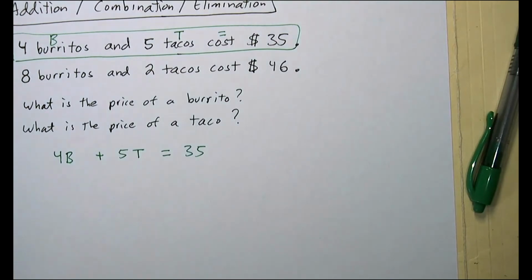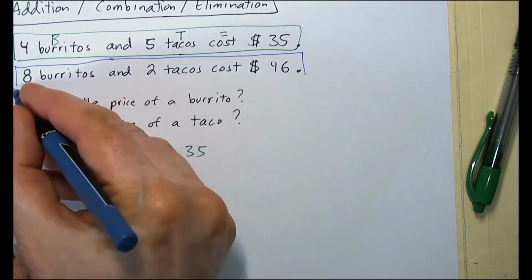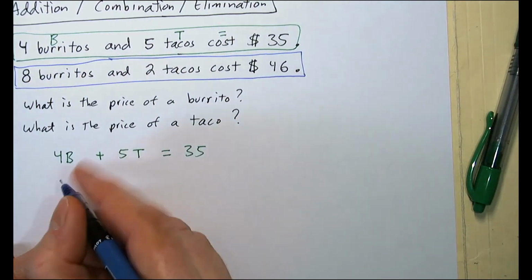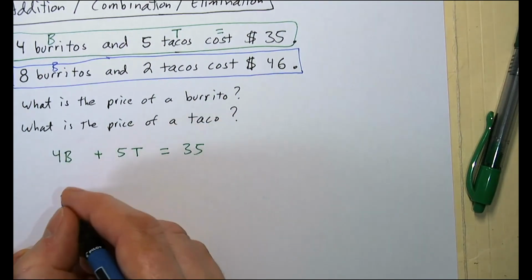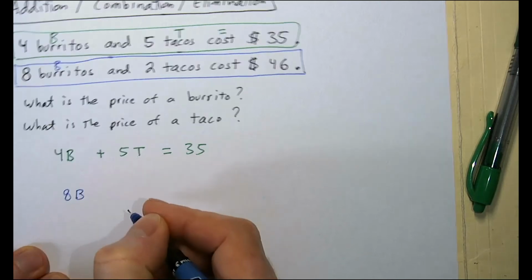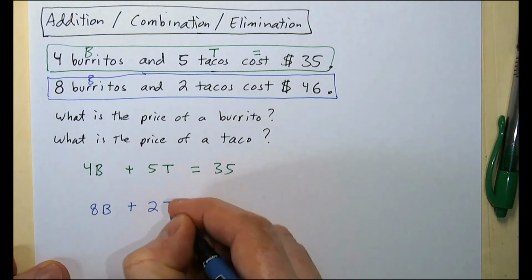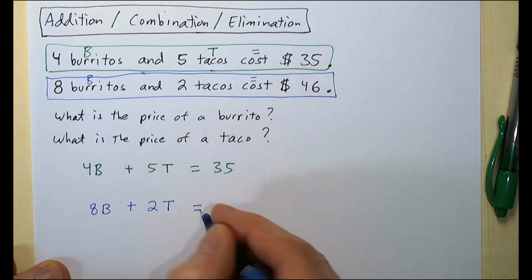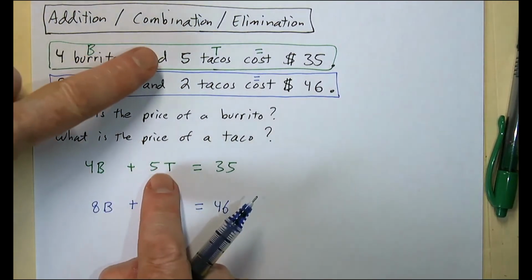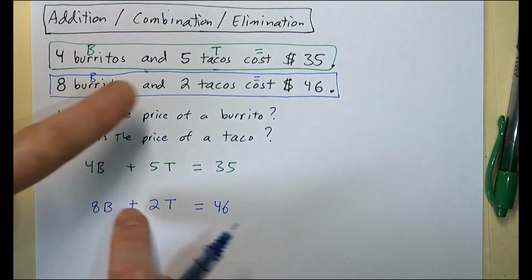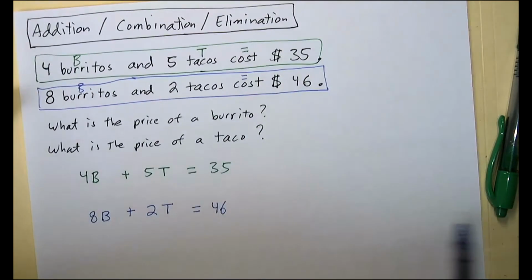Now we're going to write the other equation. 8 burritos and 2 tacos cost $46. Once again, B is burrito. I'm going to leave a little space here. I don't have to, but I'm going to. 8 burritos plus 2 tacos cost, the result, is $46. Make sure you didn't make any typos. Double check. I don't want to do all this work and then have it wrong. Now, you might say, oh, I'll do that elimination thing.